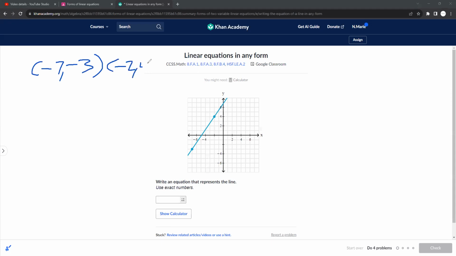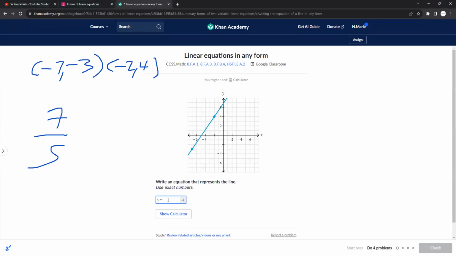So first find the slope. 4 minus -3 is 7. -2 minus -7 is 5. There's your slope. So I'm just going to put this in slope-intercept form. Or actually, let me think which one would be the easiest. Point slope form would probably be easier.